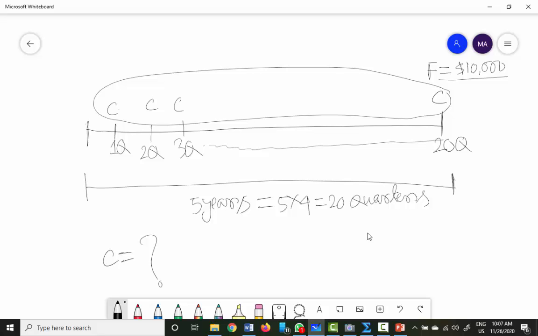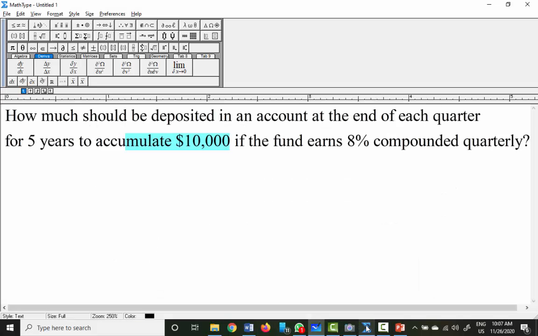As you already know, this is an annuity, and we need to find the value of C. The future value of the annuity is given. Since we know the future value of the annuity, we should use the future value of annuity formula.